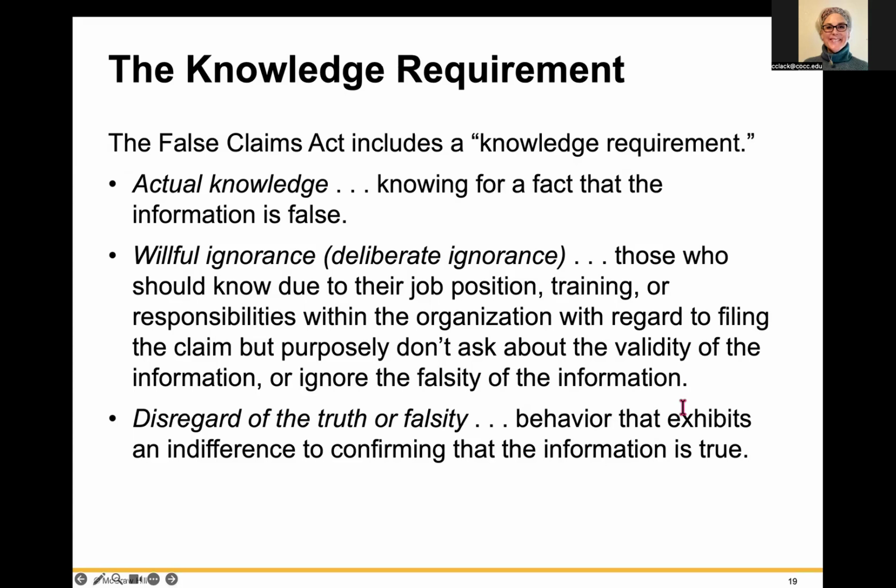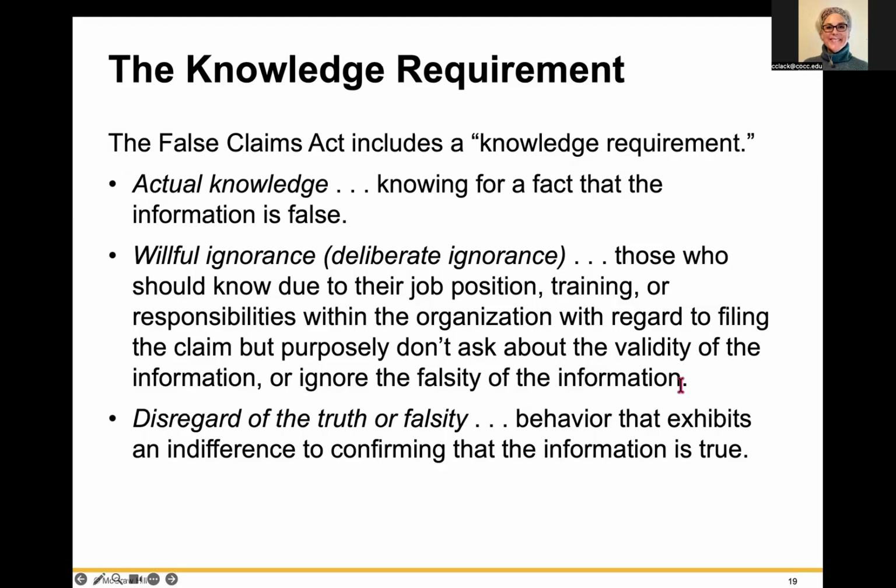The first is actual knowledge, and this is obvious. It means someone knows for a fact the information is false, yet it's still submitted anyway. Second is willful ignorance or deliberate ignorance. This is the don't-ask-questions-because-I-don't-want-to-know category. It applies to people who should know because of their role, their training, and responsibility, but they purposely avoid confirming whether the claim is accurate.